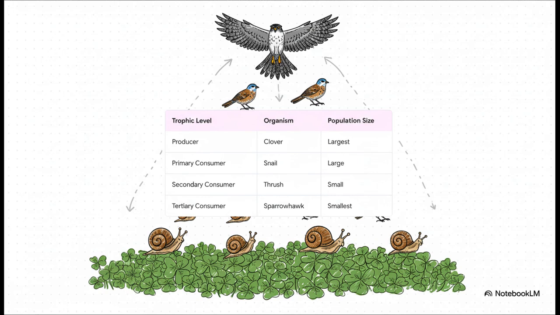Okay, so when we stack up these trophic levels with the producers at the bottom, what do we get? We get this perfect, classic pyramid shape. And it totally makes sense, right? You need a ton of clover plants to feed a whole bunch of snails, and those snails can only support a smaller number of thrushes, which in turn only support a handful of sparrowhawks at the very top. It has to be this way, because a lot of energy gets lost at every single step, so the number of organisms has to get smaller as you go up.